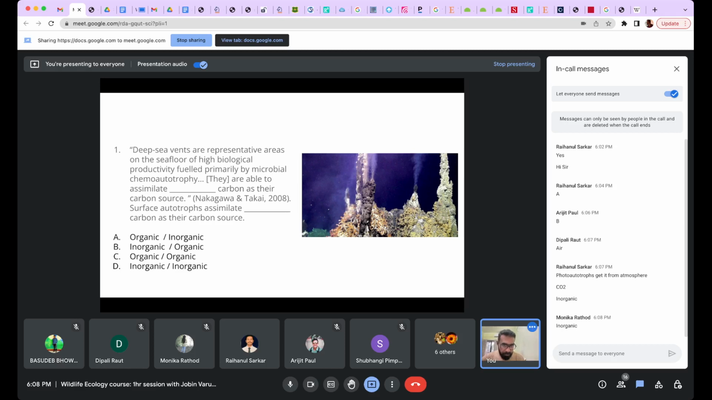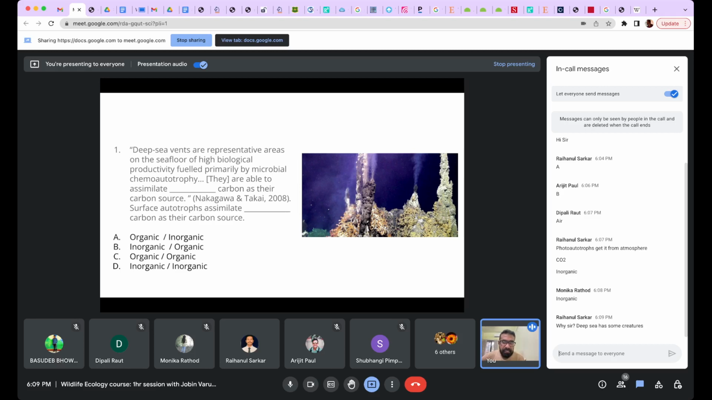So the photoautotrophs assimilate carbon dioxide, which is an inorganic carbon source. And chemoautotrophs, particularly in the deep sea, also assimilate carbon dioxide dissolved in water, which is also an inorganic carbon source. So, is everyone clear why it is D and not A and B? Deep sea has some creatures, but the same creatures also assimilate dissolved carbon dioxide, which is again an inorganic carbon source. It's not organic.